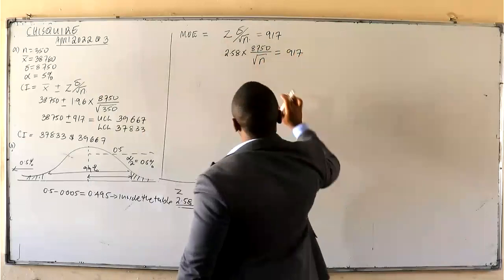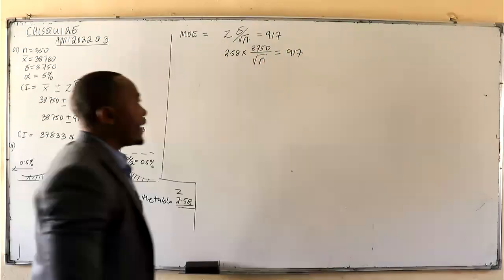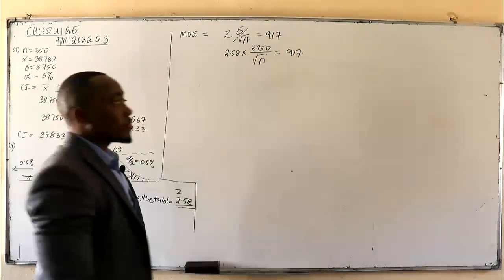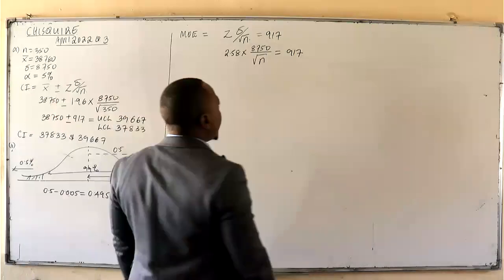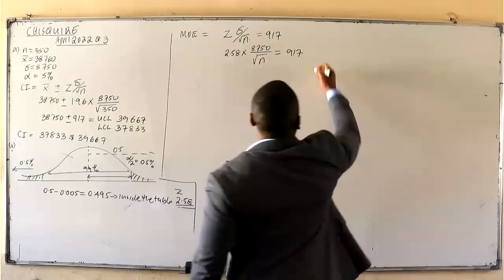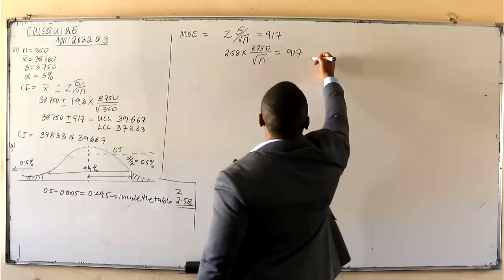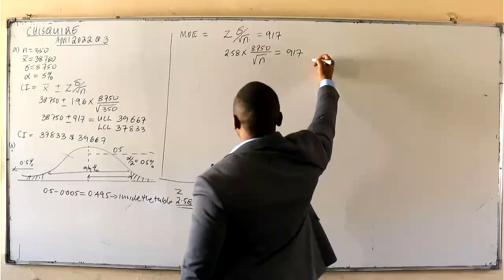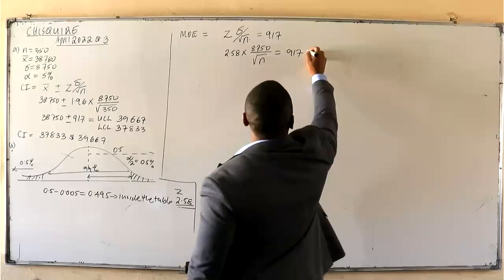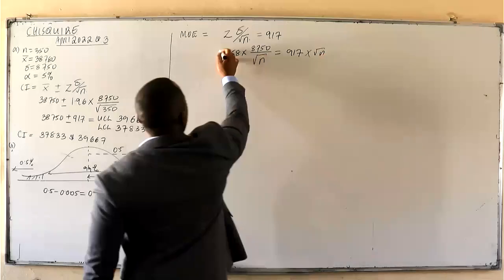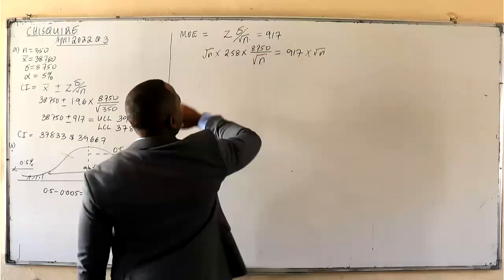So what do we do? Hey, this is simple mathematics. What do you do from there? So you cross multiply. You multiply by the square root of N. You multiply by the square root of N, so that and that will go.